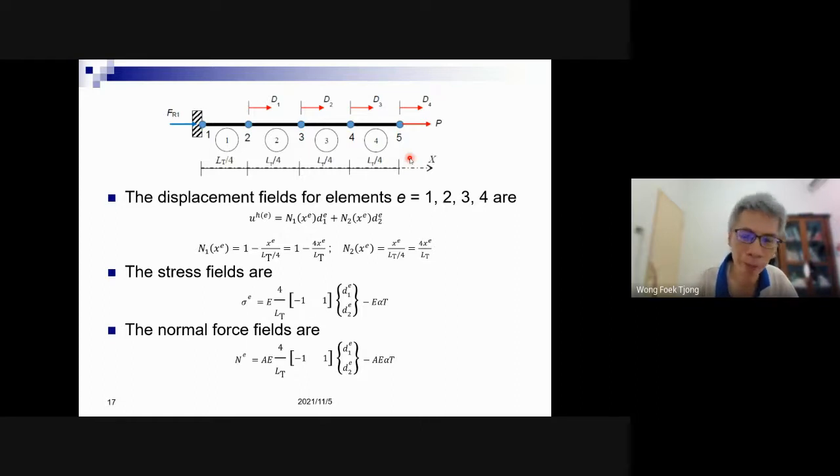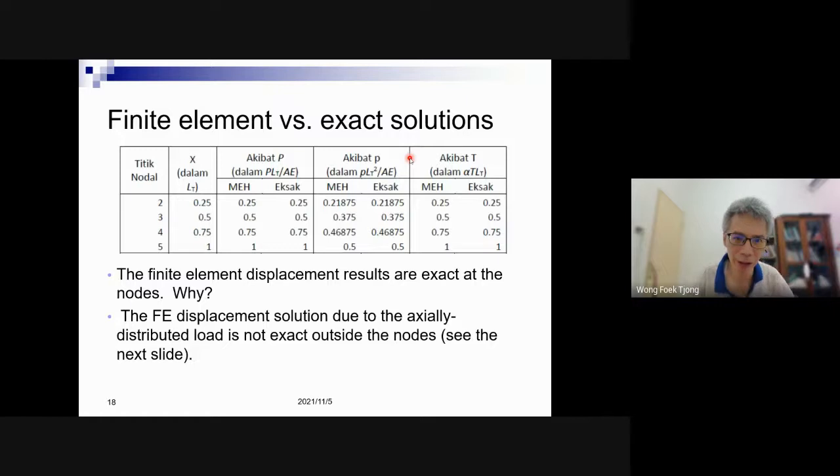Yes, for the bar problem it is easy, but for other problems it's not easy. This is because the bar is the simplest model, right? So we can compare the finite element results versus the exact result. We call it the analytical or exact result.